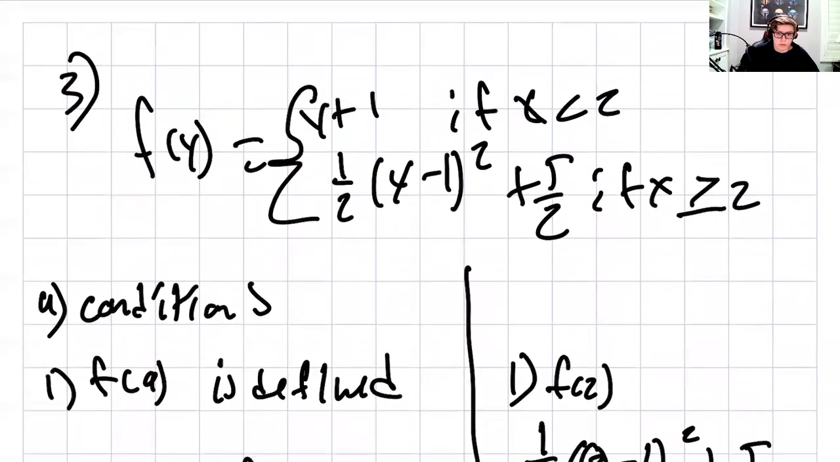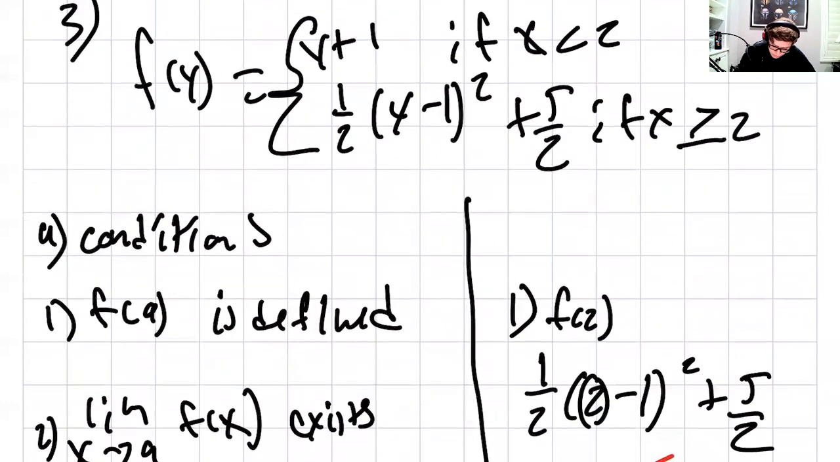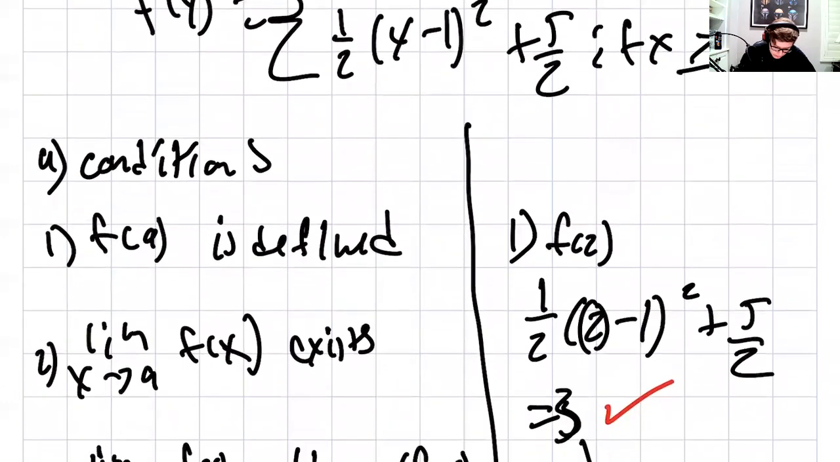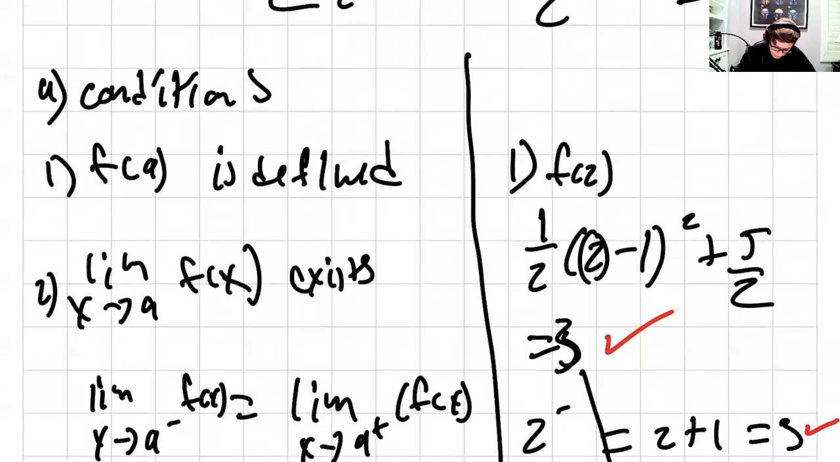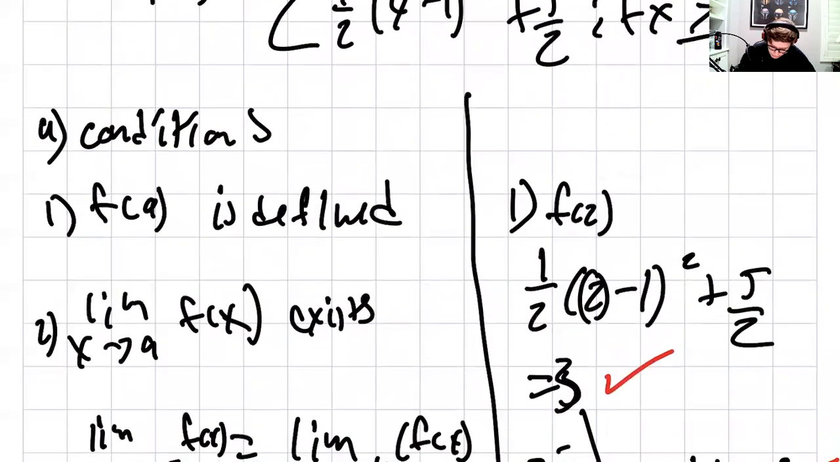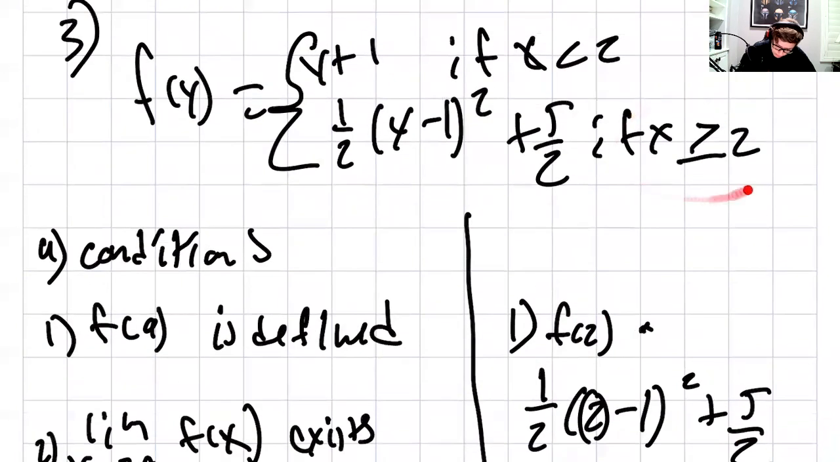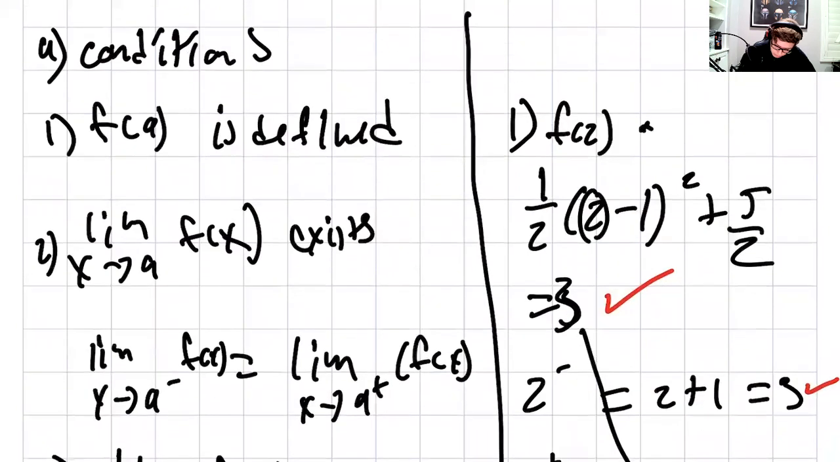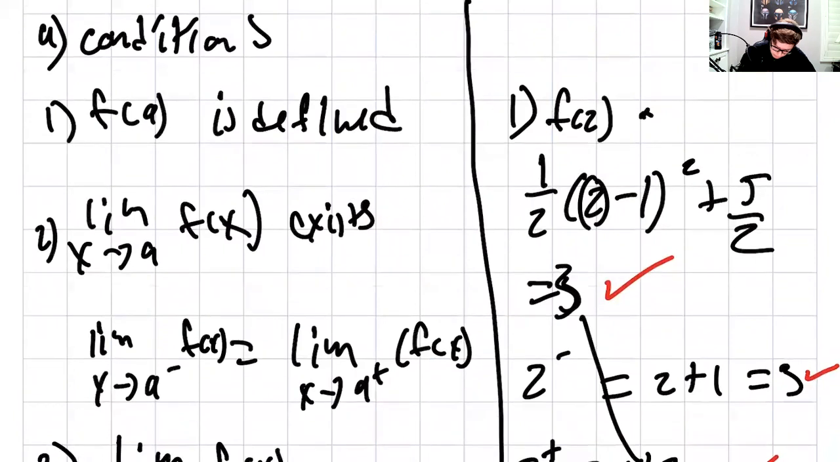Now we're moving on to question 3, which gives you this piecewise function: x plus 1 if x is less than 2, and 1/2 times (x minus 1) squared plus 5 over 2 if x is greater than or equal to 2. So you have to check the conditions for part A, which is whether f of a is defined. When we're looking at 2, you would use the second equation, since it's greater than or equal to. So you put this in, and you get 3. That means it's defined.